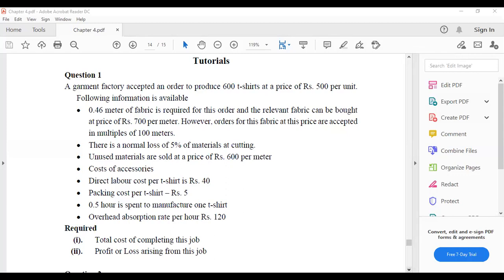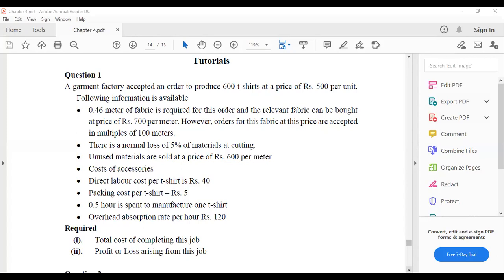Okay. So let's read the question. A garment factory accepted an order to produce 600 t-shirts at a price of rupees 500 per unit. So you have accepted an order to produce 600 t-shirts at a price of 500 per unit. So you can sell one t-shirt at rupees 500. The following information is available.